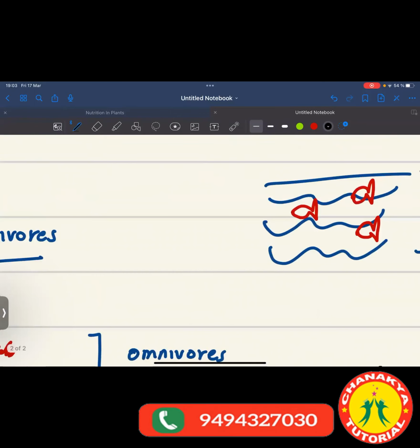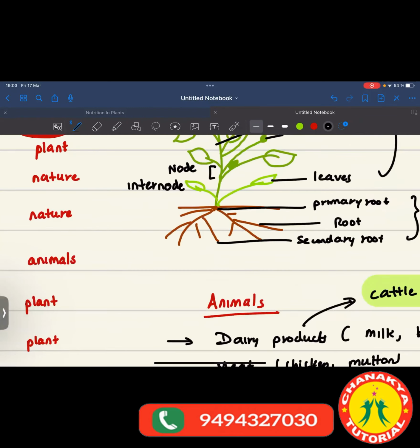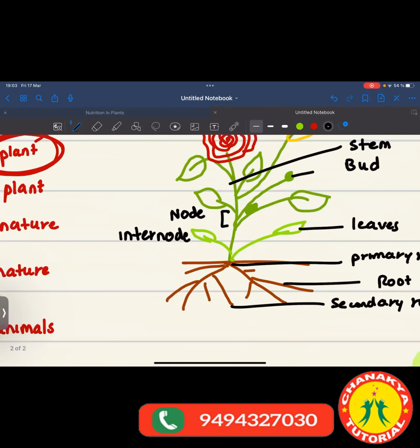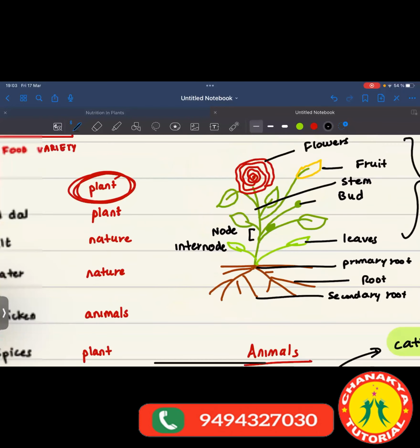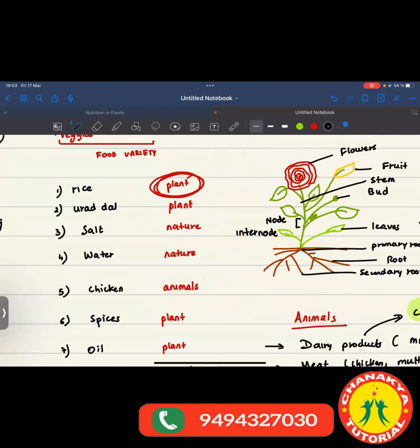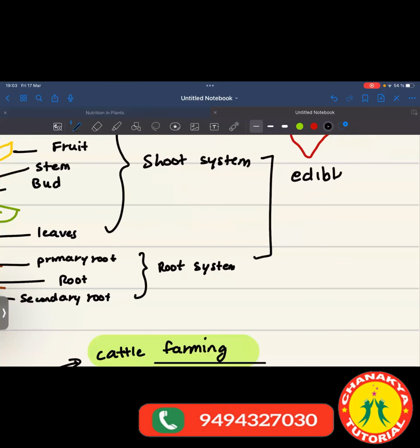Now, I already told you earlier, certain parts of the plant are edible, that is the stem, the root and the leaves. You know, mint leaves, curry leaf, and everything is edible, right? We can eat them. Stems such as potato, you can eat them. Roots like radish, carrot, you can eat them. Fruits, you can eat them. So these are the edible parts of the plant. The parts of the plant that we can eat are known as edible parts.